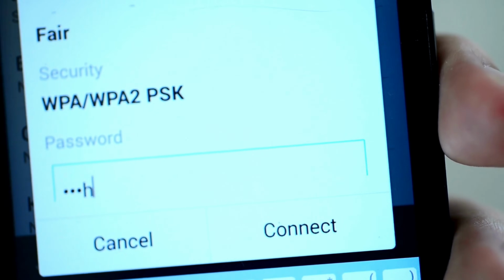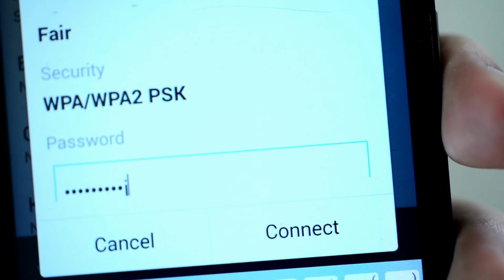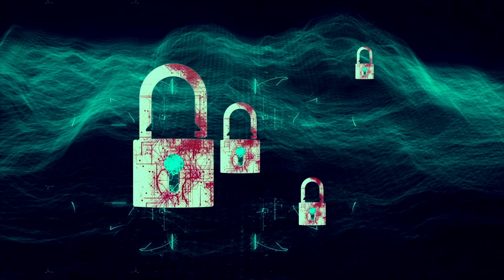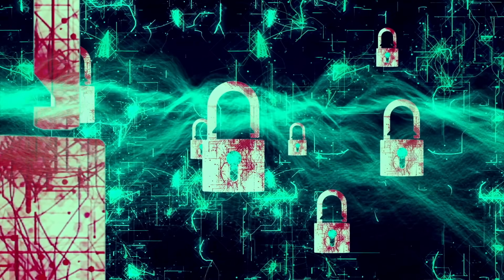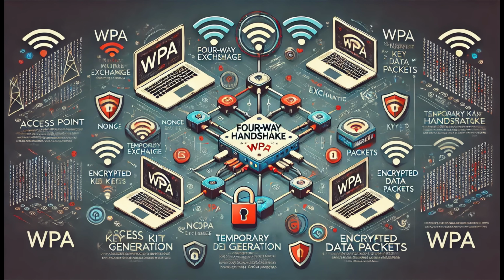For home and small office networks, WPA can use a pre-shared key mode, where users simply enter a shared password. For larger, more secure environments, WPA can operate in enterprise mode, using individual credentials managed by a central authentication server. This allows each user to have unique login information, adding an extra layer of security.